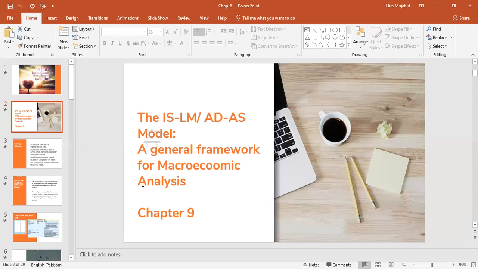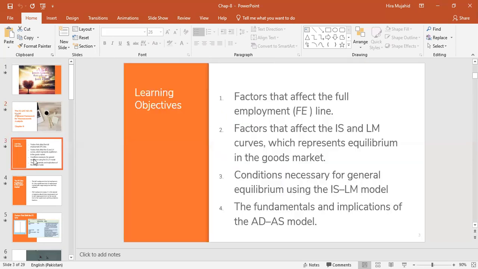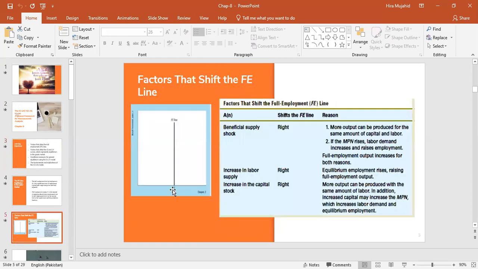Now, the objective of our discussion is to identify the factors that affect the full employment level. We will discuss factors that affect the IS-LM curve, which represents equilibrium in the goods market. We will also see the conditions necessary for general equilibrium using the IS-LM model, and lastly we will discuss the fundamental implications of aggregate demand and aggregate supply. This is the FE line, the full employment line.